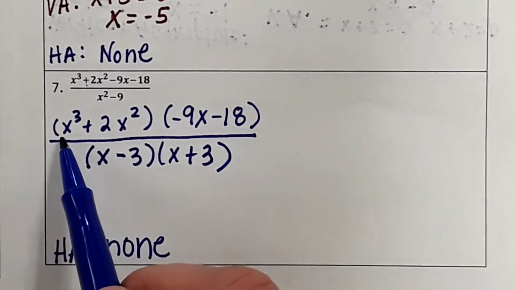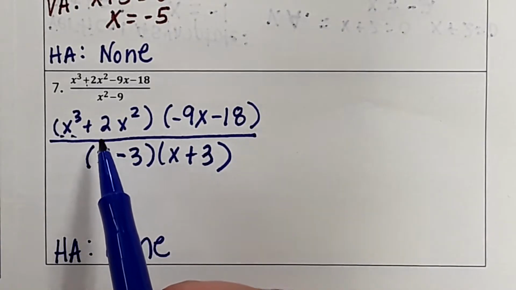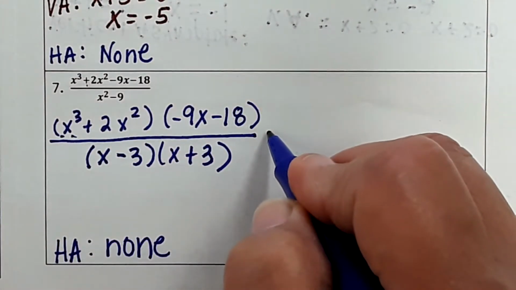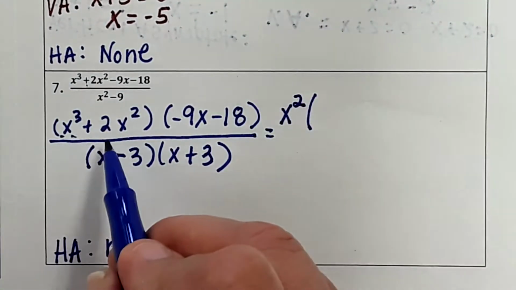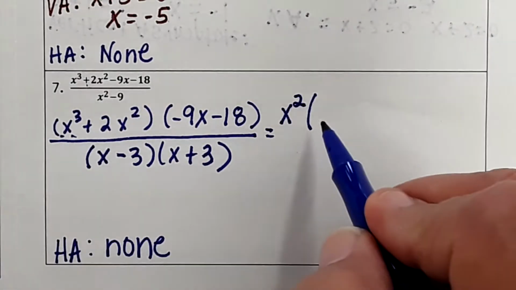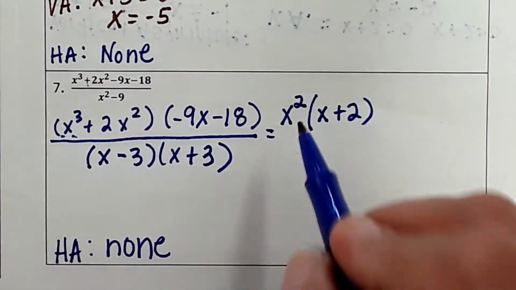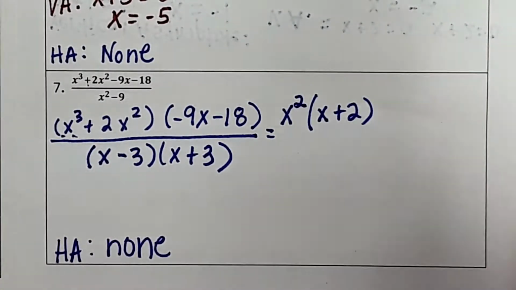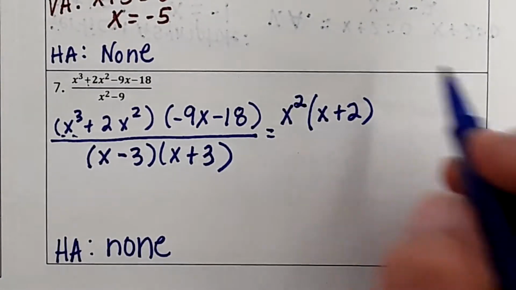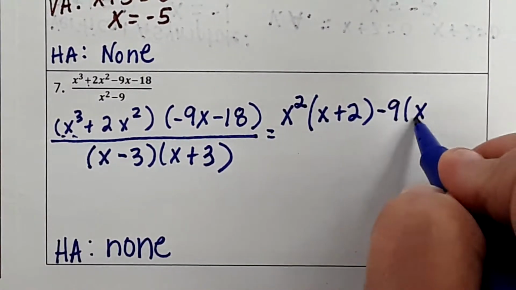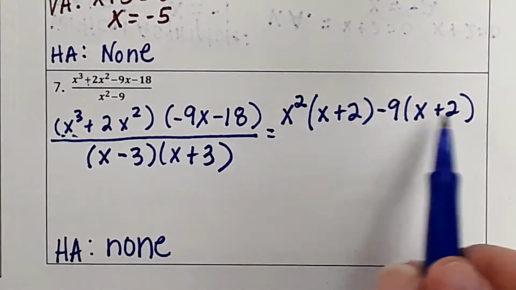Okay, so do you see anything in common in the first parenthesis? Do they have anything in common in the first parenthesis? X squared. So we're going to pull out an x squared. And then what's left over in that parenthesis? X plus 2. So x squared times x would be x to the third, and x squared times 2 is 2x squared, so that works. What do negative 9x and negative 18 have in common? Negative 9. Okay. And I'm left with x plus 2. You know you did it correctly if these 2 parentheses match up.